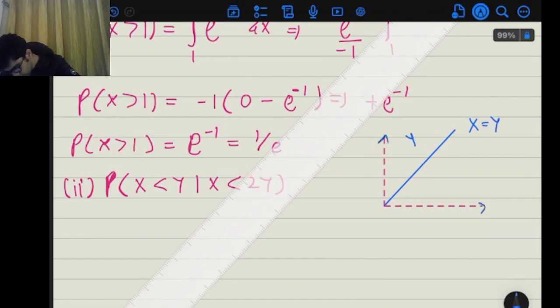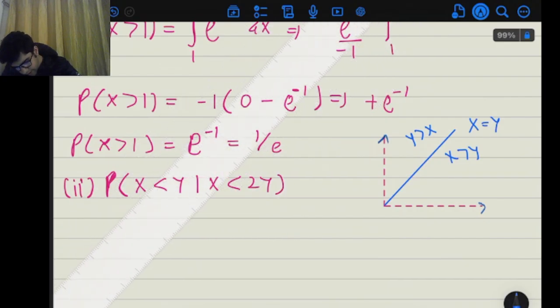This is y greater than x, and this is x greater than y. Now we need to write the line for x less than 2y. Actually, this is not needed, but fine. X less than y and x less than 2y. So I'll be making a different diagram for that.